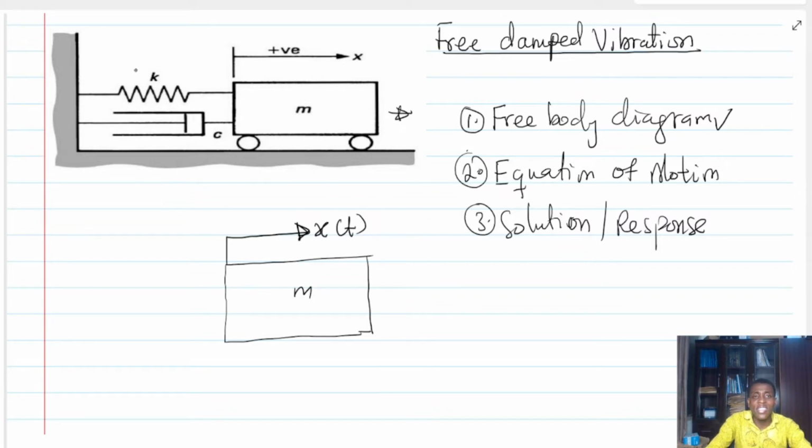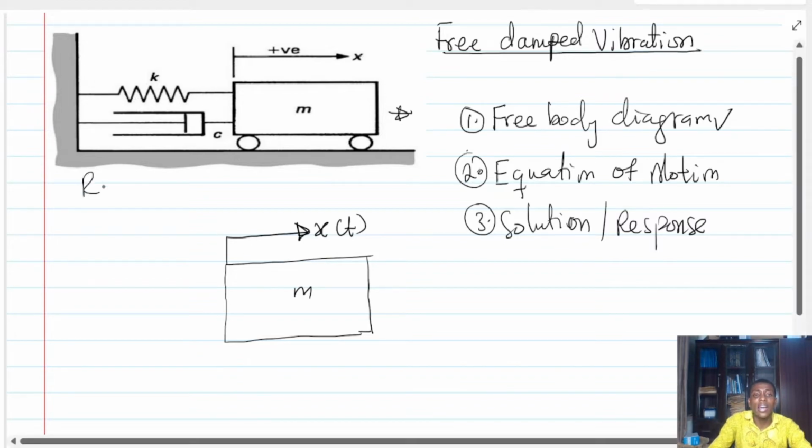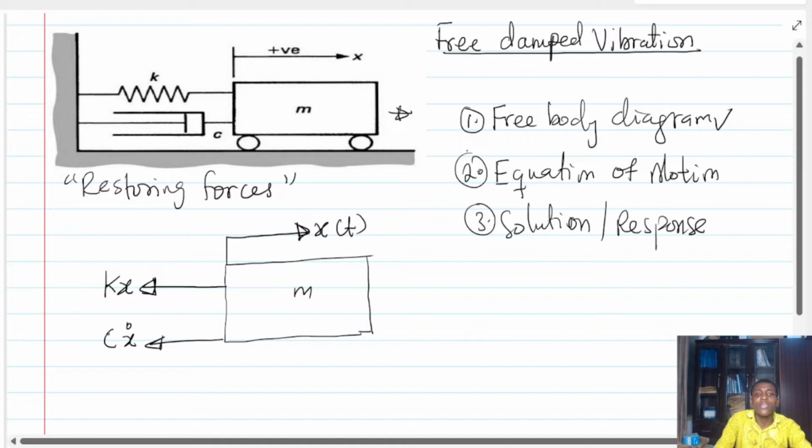Now, the stiffness here, which is the spring, and the damper are restoring forces. So what this means is that if I try to displace the mass towards this direction, the spring force will try to push it back, and the spring force is given by kx. Similarly, the damping force will try to push it back, and the damping force is c x dot. Okay, so that is my free body diagram.